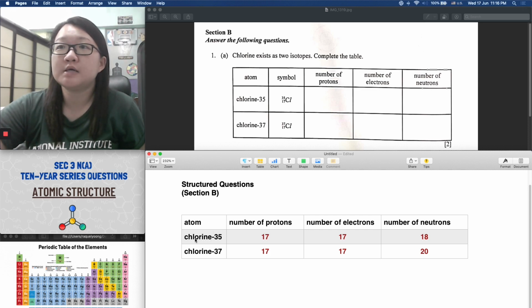The first atom is chlorine 35. For that one, the number of protons is 17. Because isotopes are atoms of the same element, the number of protons equals the number of electrons, so this is also 17. As for the number of neutrons, you take 35 minus 17, you get 18. Then for chlorine 37, you do the same. The number of protons equals the number of electrons. Then for the number of neutrons, you take 37 minus 17, that will be 20.